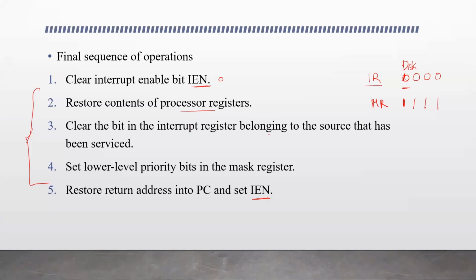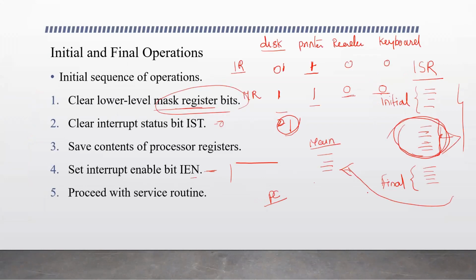Because the CPU cannot service interrupts while it is busy restoring the contents of the processor registers, clearing the bit in the interrupt register and setting the mask register bits. Then restoring the address into PC so that it can return to the actual program. Now it sets IEN, so interrupts can be allowed. Now the CPU is executing the actual program and it can receive interrupts, so IEN is set to 1 here. These are the final sequence of operations executed during this interrupt service.